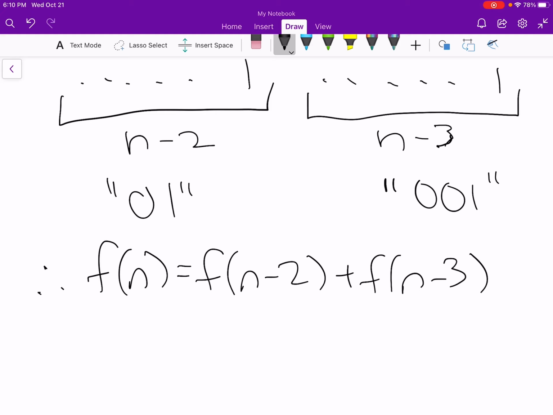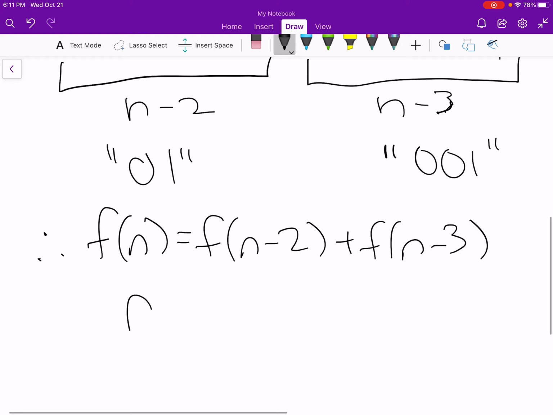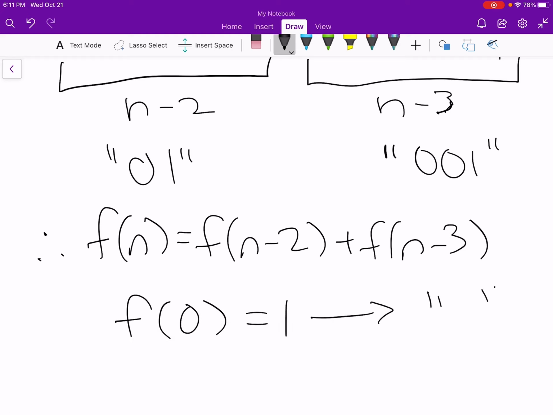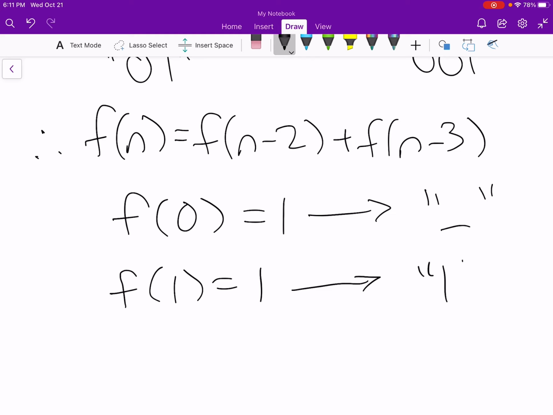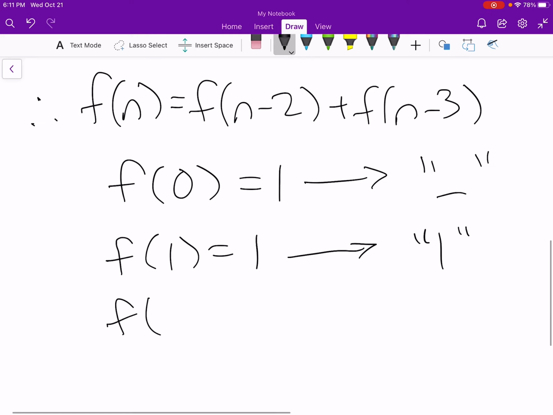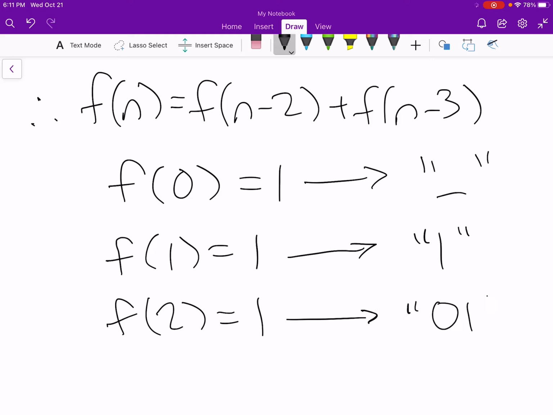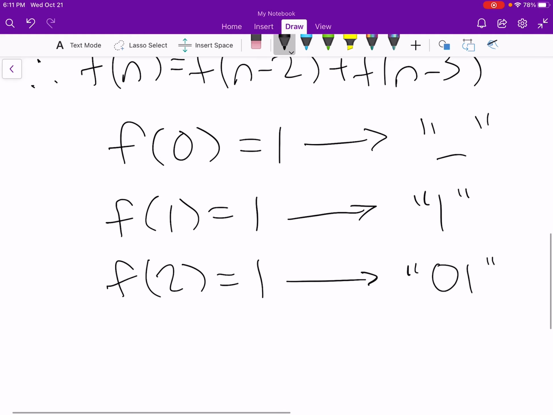As with any recursive relation, we would also have to have base cases. These would be f(0) = 1, since this is just an empty string with nothing in it. f(1) = 1, we just have this one string. And f(2) also equals 1, because we just have this one string of 0, 1. So now we can use this recursive relation to solve for any f(n).